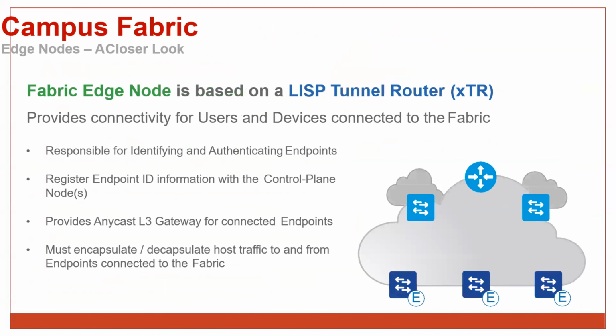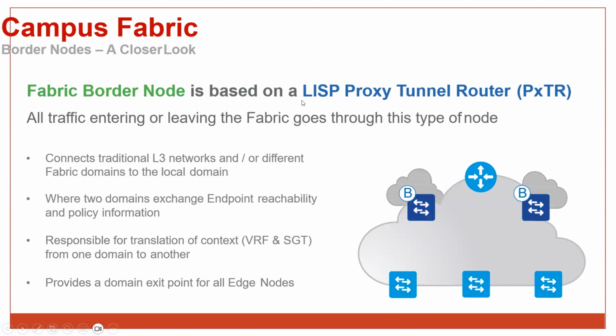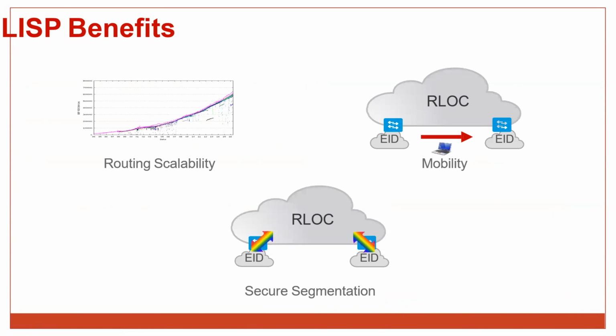Okay, can I ask just a quick one? You said with the LISP protocol, right? I think from what I'm looking at in your PowerPoint, the key two things are the route locators and the endpoint identifier. RLOC and EID, two things are there.